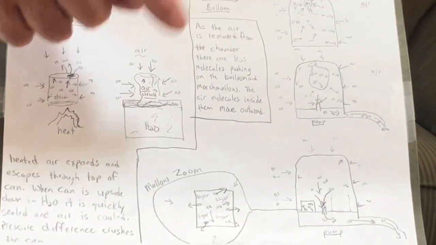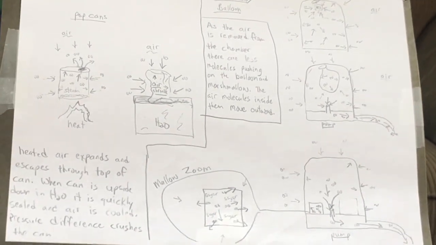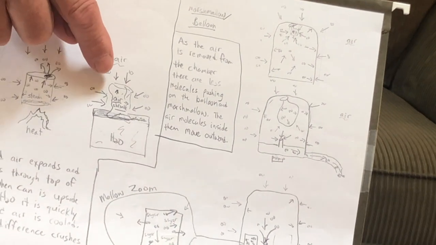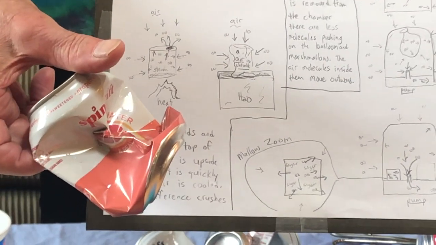Well, as soon as I take the can off the heat and I turn it upside down in the water, 2 things happen. 1, the water seals it so air cannot go in or out. And 2, the water cools it very quickly so the air shrinks and that can is crushed simply from air pressure. So there's a little force to that air pressure right there.